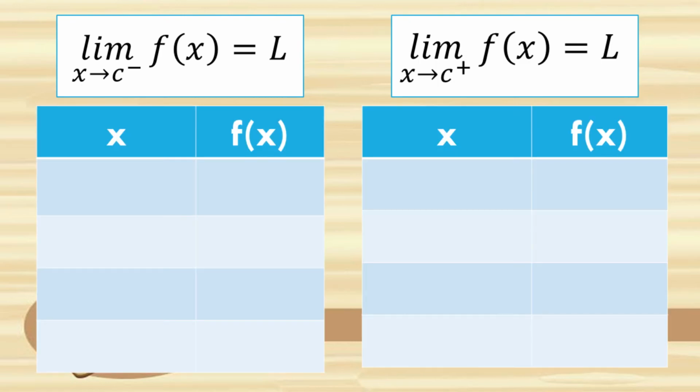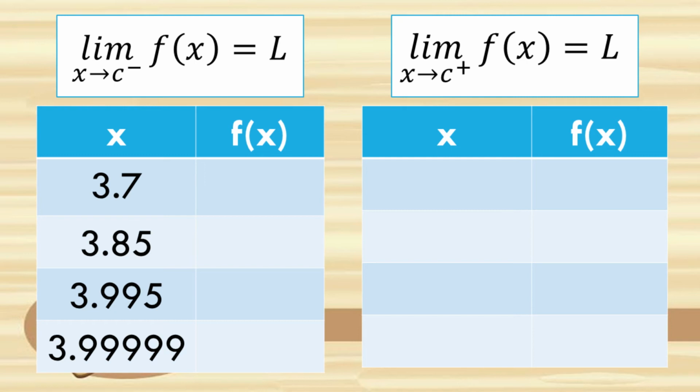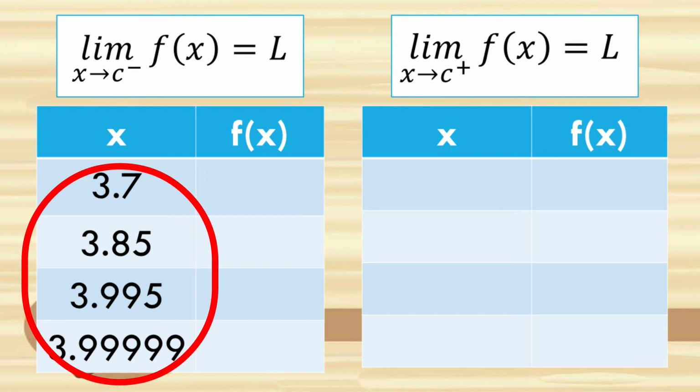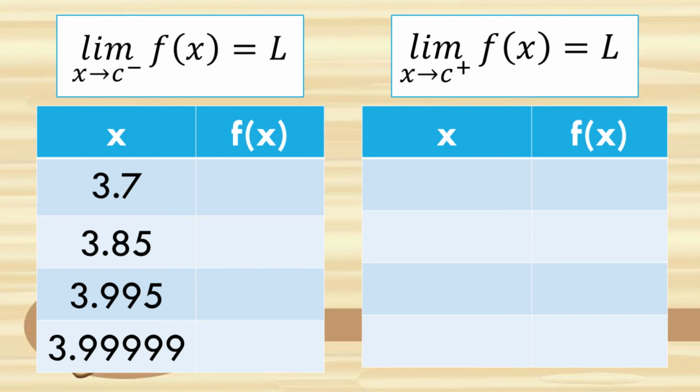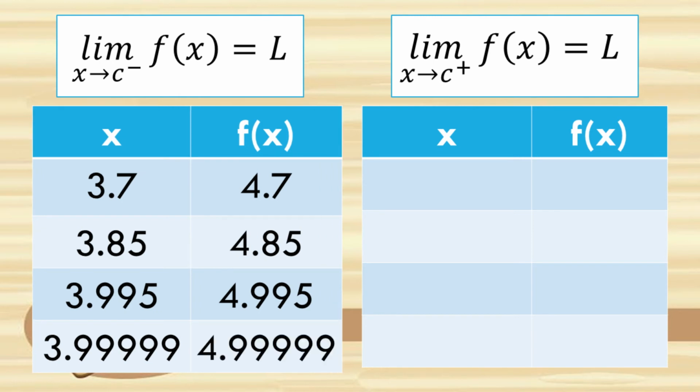From the left, we have 3.7, 3.85, 3.995, and 3.99999. Since our values are less than 4, we are going to use x plus 1. So what are the values of our f of x? 3.7 plus 1 is 4.7. 3.85 plus 1 is equal to 4.85. 3.995 plus 1 is 4.995. And lastly, 3.99999 plus 1 is equal to 4.99999.